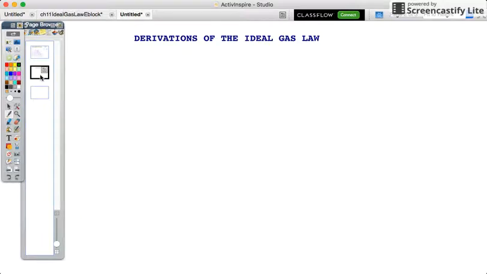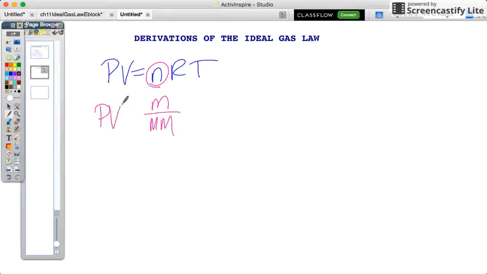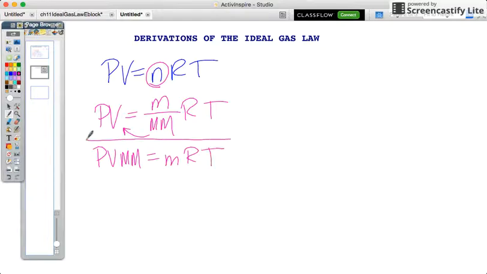Another way to solve this problem is to do what are called derivations. So when we look at the ideal gas law, PV equals nRT, we might notice that we have n here. And that n, we know, comes from mass divided by molar mass. So we could make that substitution. And if we cross up our molar mass, we end up with a derivation of the ideal gas law that, when we've been given mass and molar mass, we could solve.